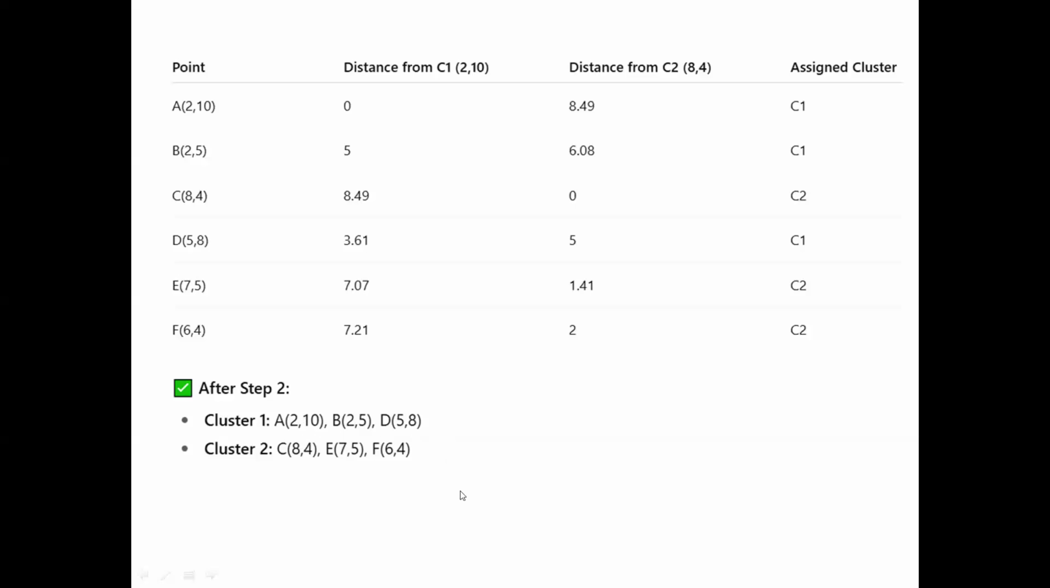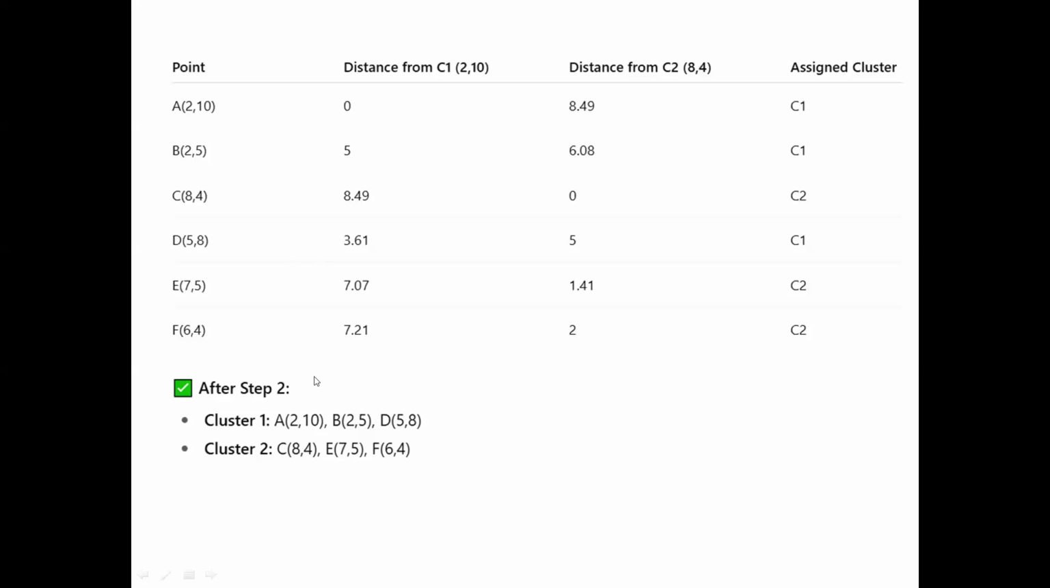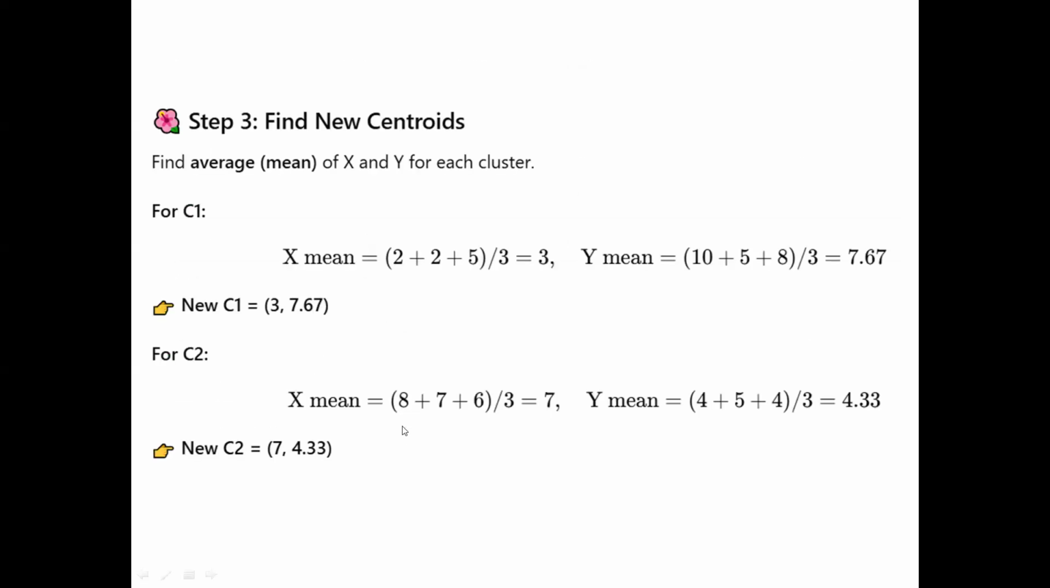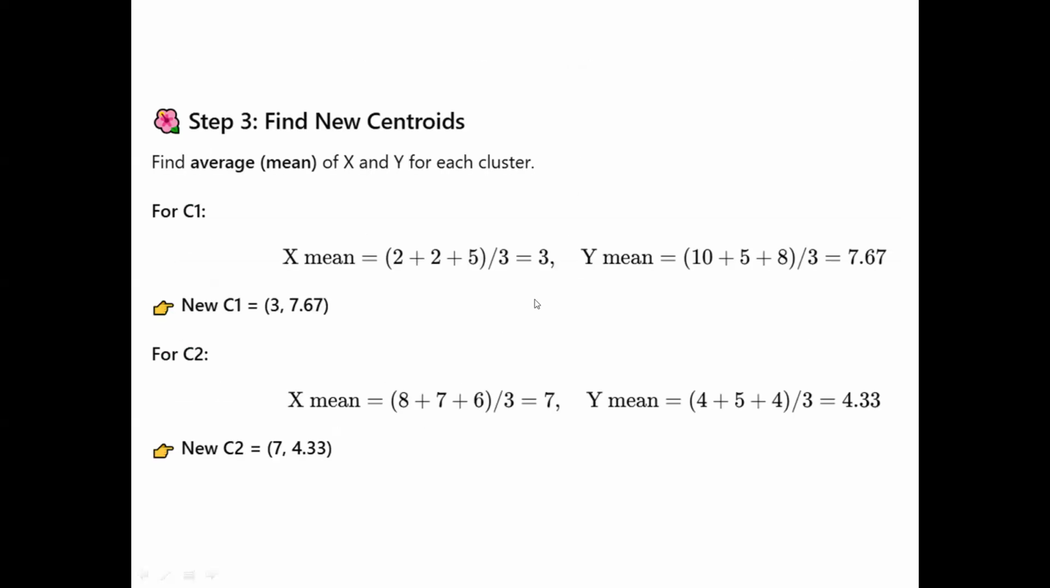Now once the new clusters are associated, this is the first phase. Now the new centroid will be calculated. For the very first value, 2 plus 2 plus 5 divided by 3, it means the mean of these values. The mean of y, 10 plus 5 plus 8, it means the new centroid will be 7.67.